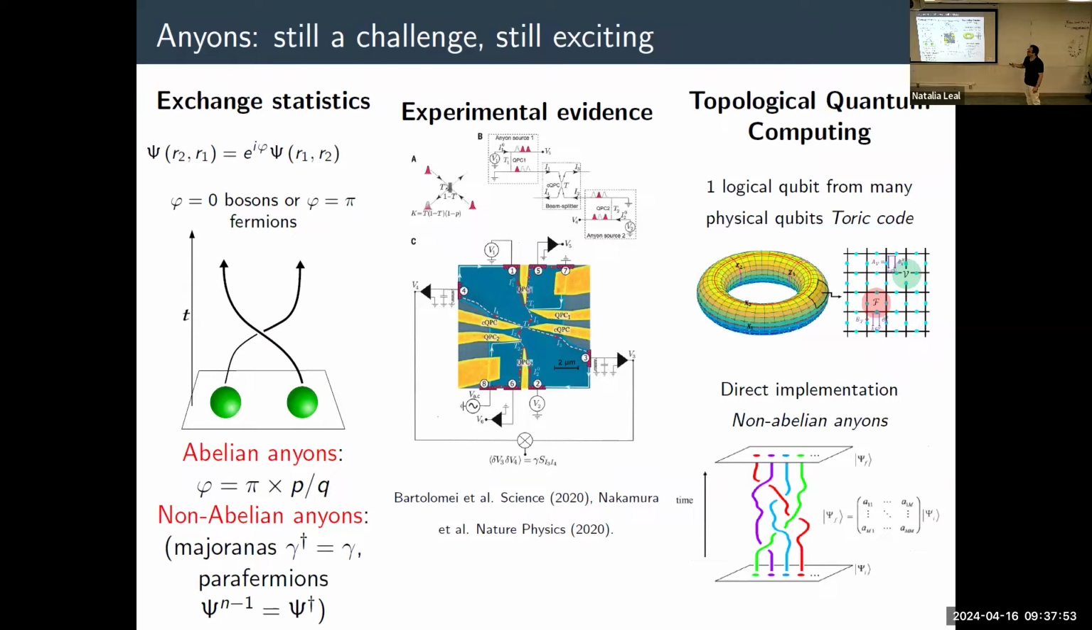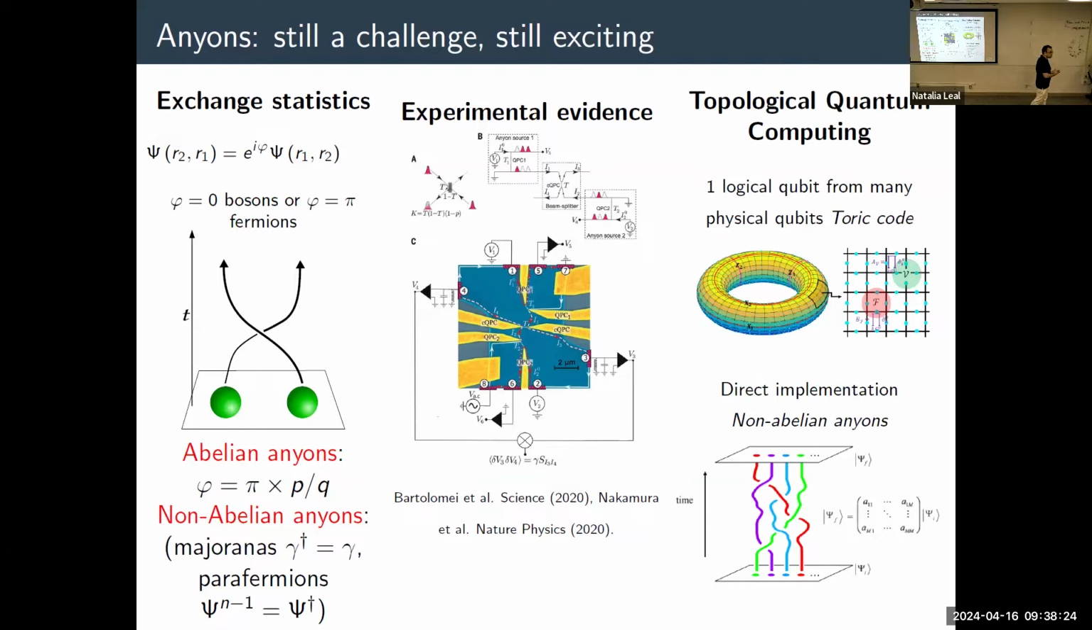So remember the exchange statistics: you have two indistinguishable particles that you exchange. What you have learned is that the wave function should be identical up to a phase. If the phase is 0, you get bosons. If the phase is pi, you have fermions. And the simple fact that you have these two different possible phases will allow you to explain lots of physical phenomena, for example the Pauli principle, and that's an insulator. But you know that the story doesn't end here.